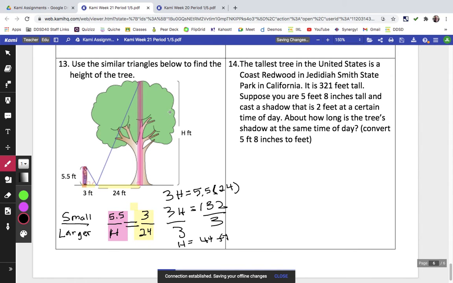So we really emphasize the color in this. Notice that this is like pink for the height, and pink right here. Yellow for the shadow, and then as long as we keep the small on the top and the large on the bottom, then the proportion will work out, and this ended up being 44 feet tall.